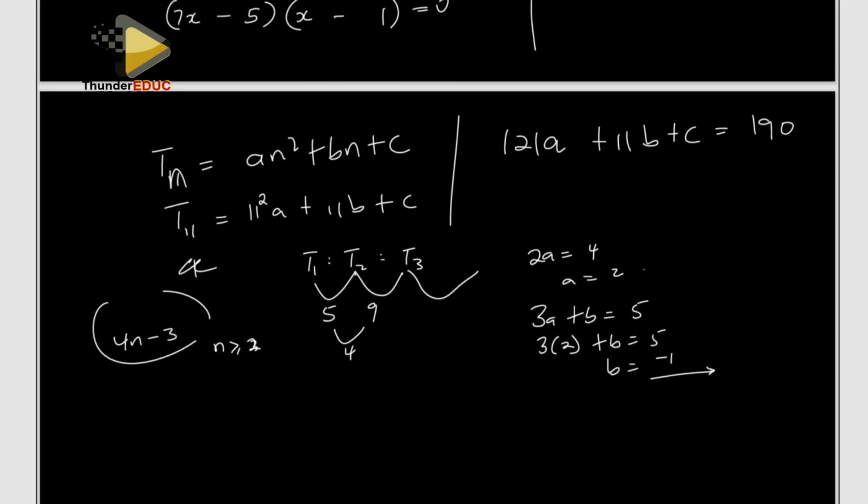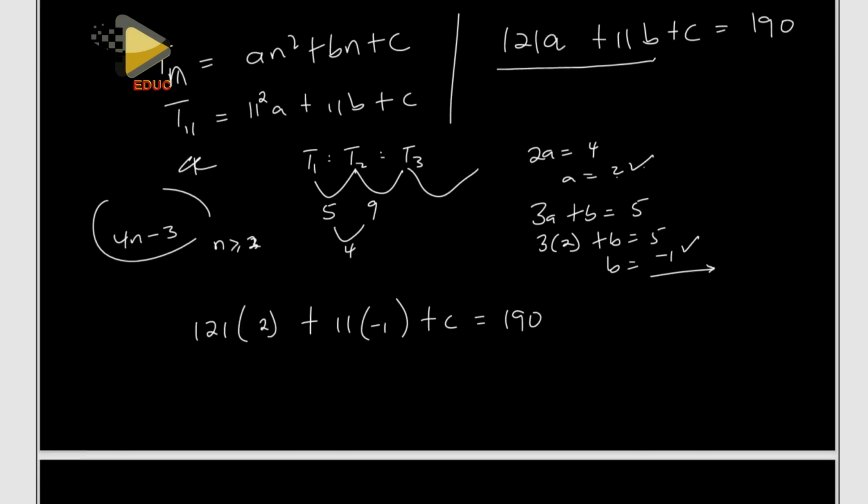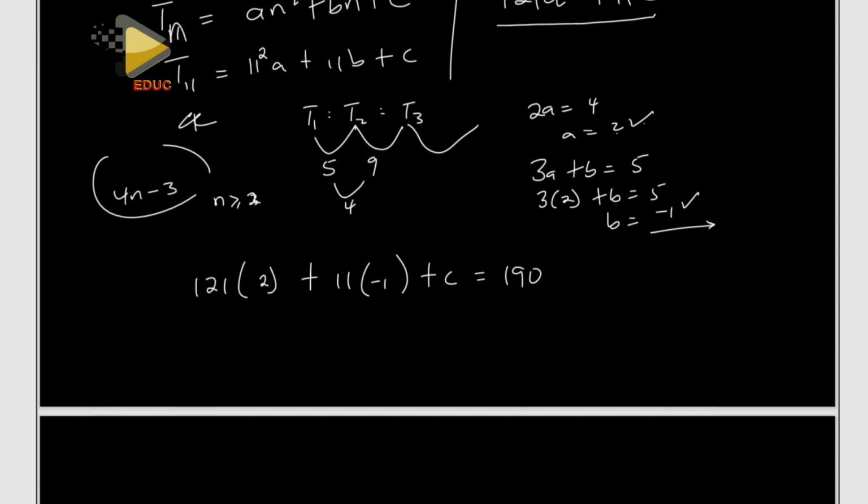But now the trouble is, how do we get c? Since we have our a as a 2 and our b as a negative 1, we can substitute into this equation and look for c. So it's going to be 121 into 2 plus 11 into negative 1 plus c must give us 190. When I do the substitution, that's 242 minus 11, which is 231. Move it aside. So 190 minus 231, and then my c becomes negative 41.